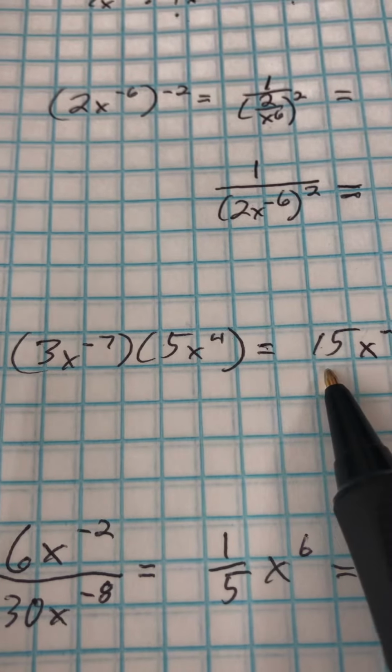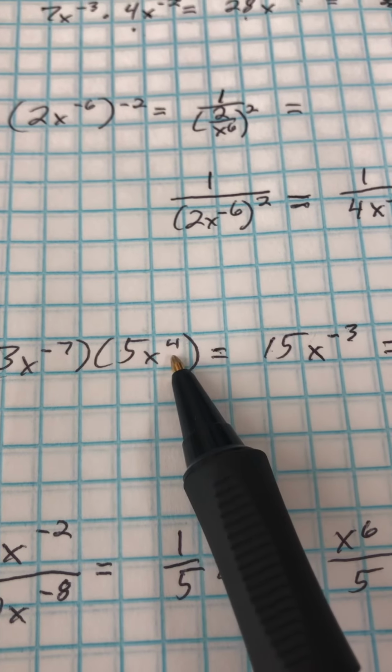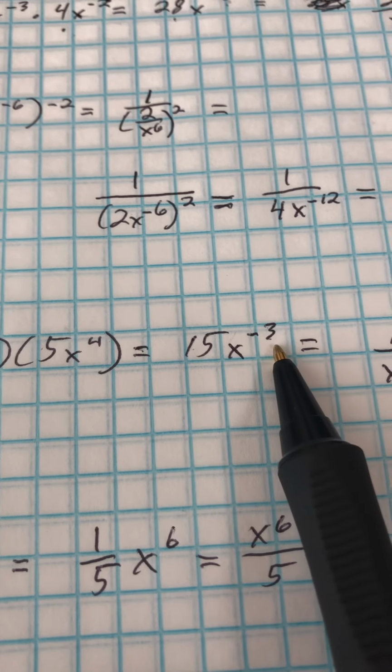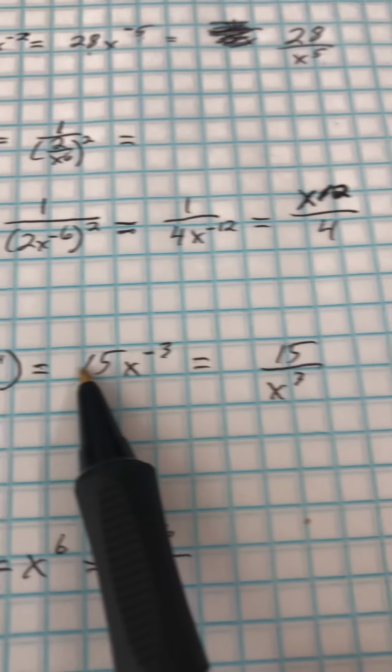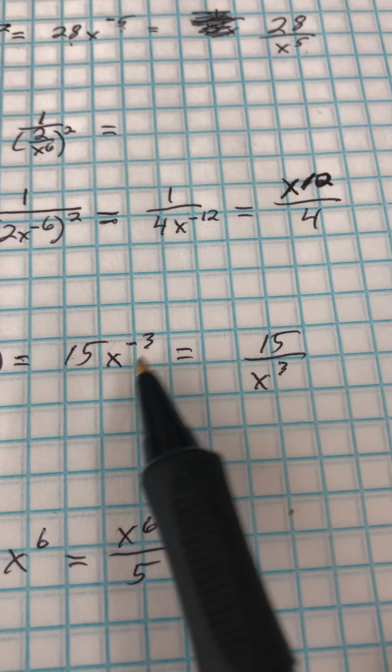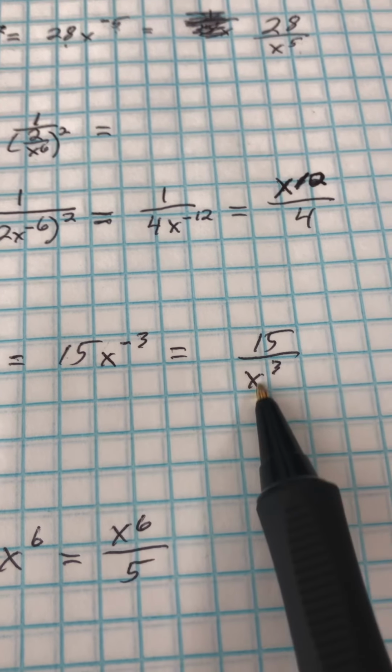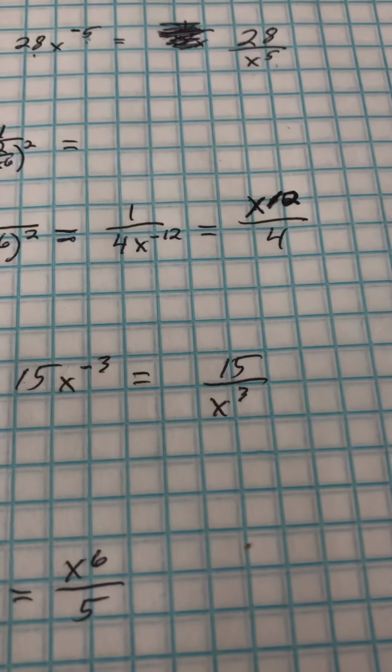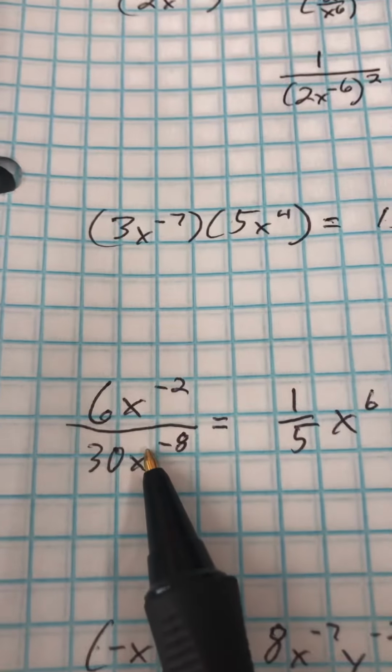3 times 5 is 15. Negative 7 plus 4 is negative 3. Well, the 15 stays up. The x to the negative 3 goes down below to get rid of the negative exponent. That's going to take you to this problem.